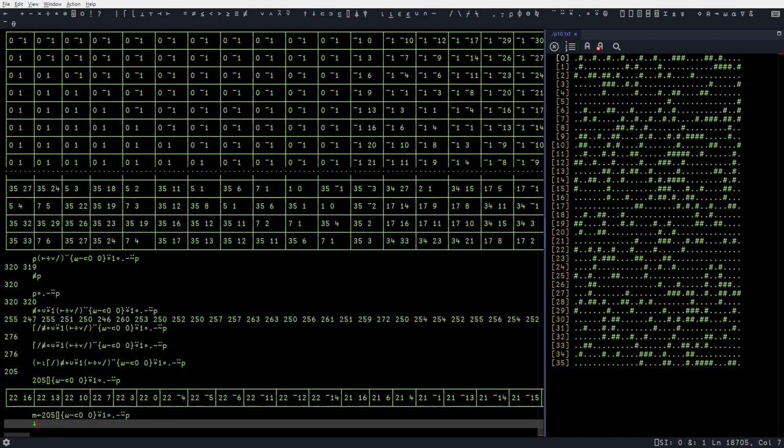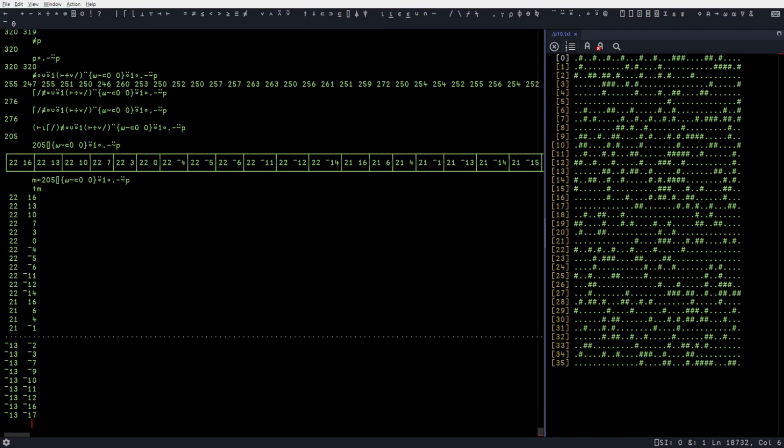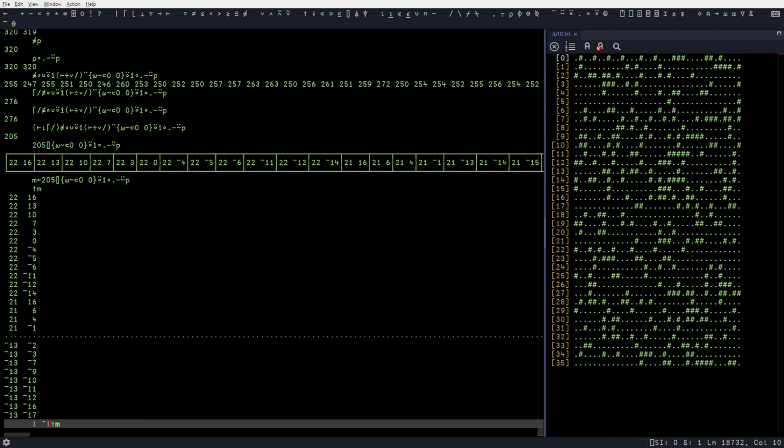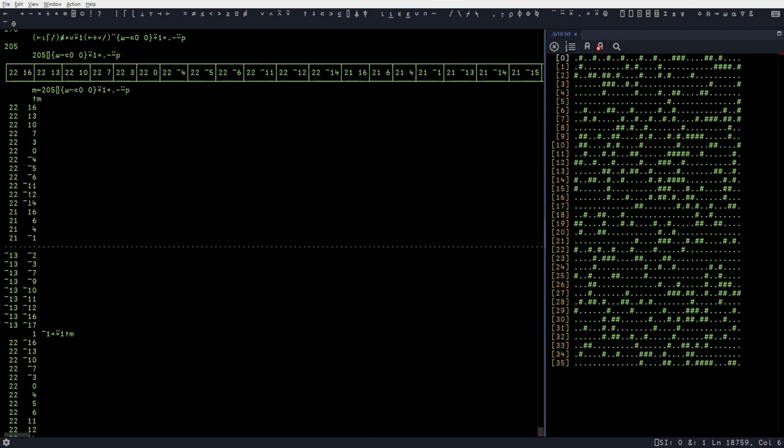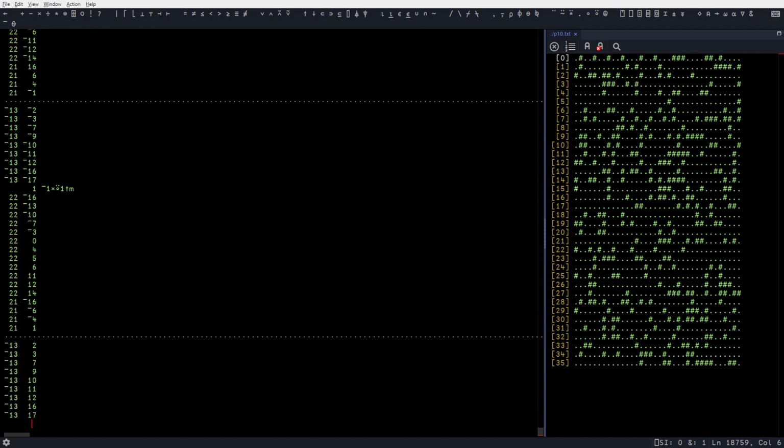But what we do need to do is mix m so we get a nice matrix here, and then we'll take 1, -1 times rank 1, and what this is going to do is just flip our y coordinates around. So we see 22, 16, 22, 13, etc., etc., and these are now inverted.